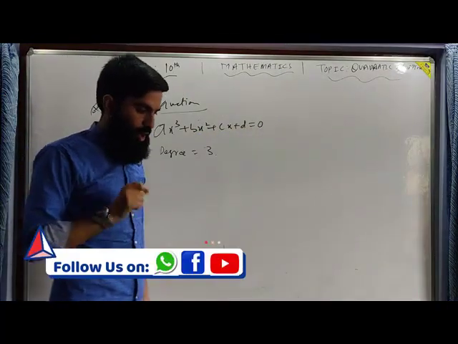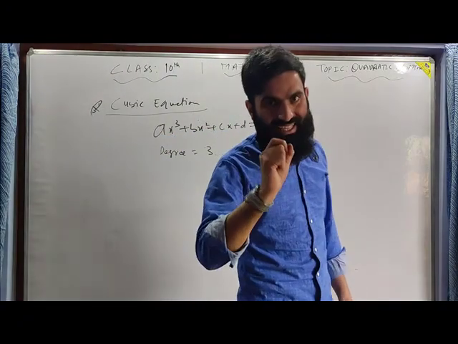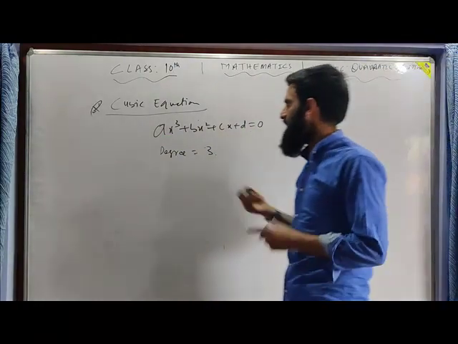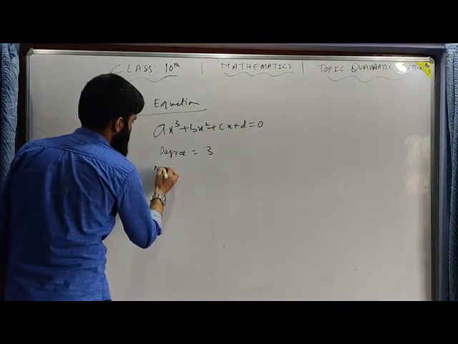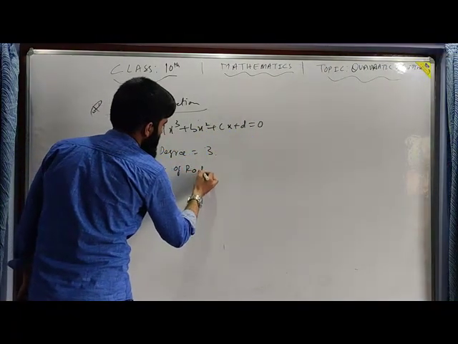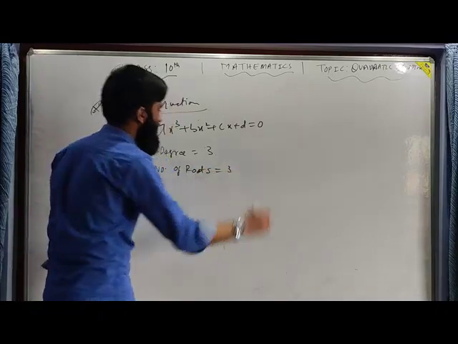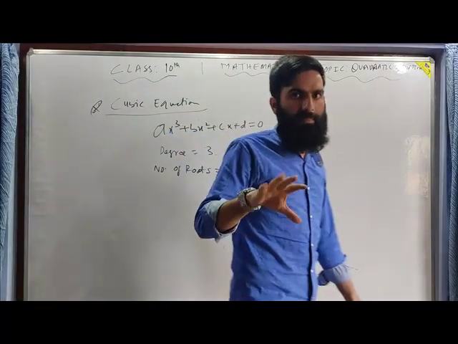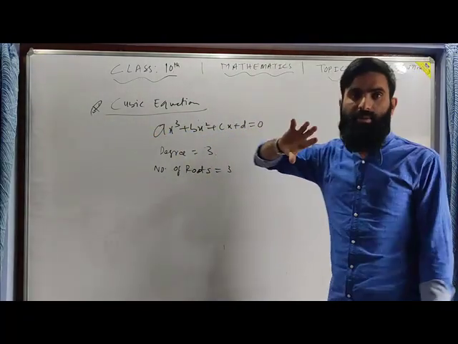Why? Because we have a theorem over there: a polynomial of any degree has n roots. Iski jitni degree hogi, uske utne roots honge. So that means the number of roots will be equal to 3, okay? Whether the roots are complex or real depends upon the given situation, or upon the given equation.